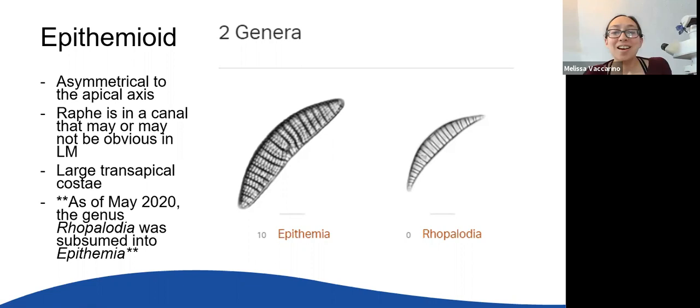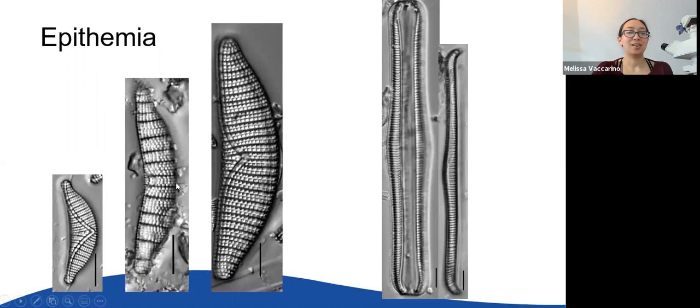I think your chances of getting Epithemia are pretty good if you've got an epithemioid. Again, you'd want to look here at the canal. You can use the depth of the canal to try to speciate these guys. You can also use their size range, and the number of striae between the costae would be another clue. This one used to be Rhopalodia.